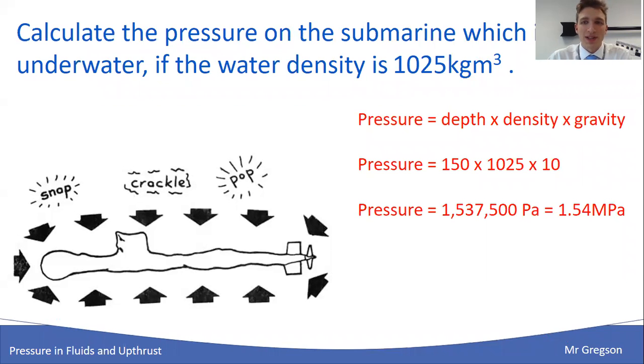Great, so moving on, we've got pressure is equal to depth times density times gravity. So the pressure is going to equal, it's written down in the slide there wrong, it should be 150 meters times 1,125 times 10, and that will give you that answer there. Fantastic.